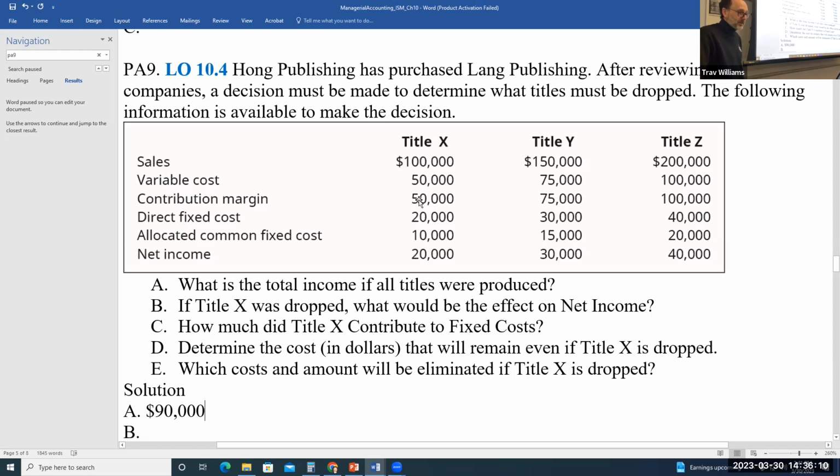So I believe we are going to see our net income go down by $30,000. Is that right? Yes, because we have $100,000 in sales, minus $50,000 in variable costs, and $20,000 in fixed costs.